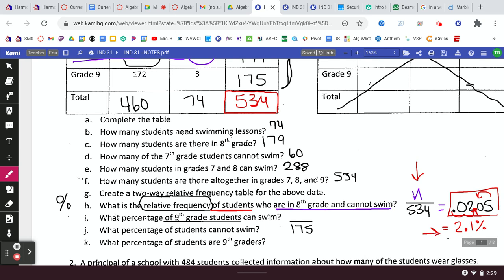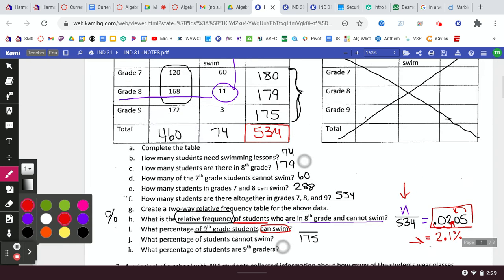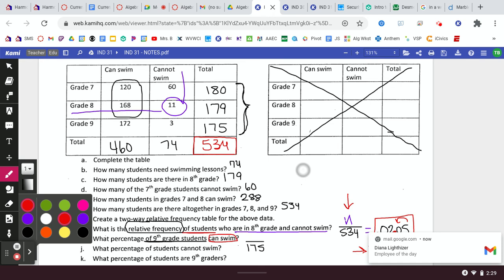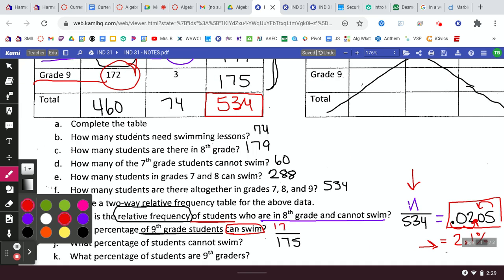And then it says, now this is where I said you got to be careful, don't be dogmatic about having to see the word are. The word are just means are the smaller group, right? So of the ninth grade students, which are the ones that can swim? So can swim is your smaller group here. Ninth grade that can swim. Well, you look at your ninth grade that can swim, and that intersects at 172. So your ninth grade that can swim is 172.